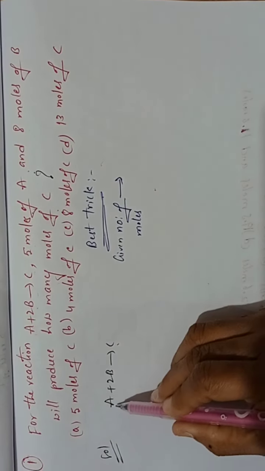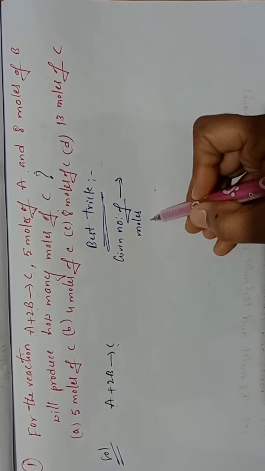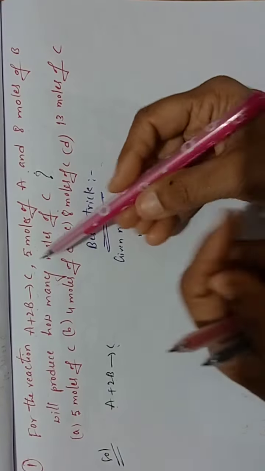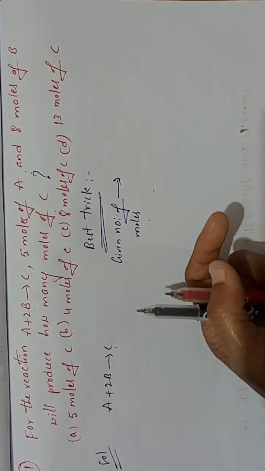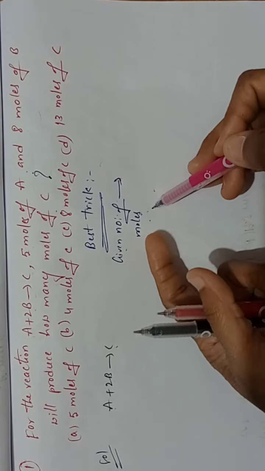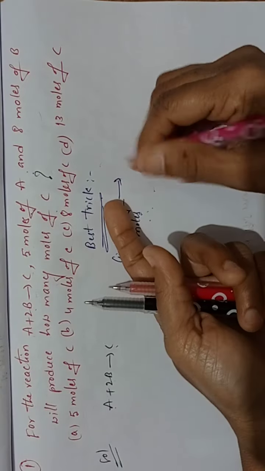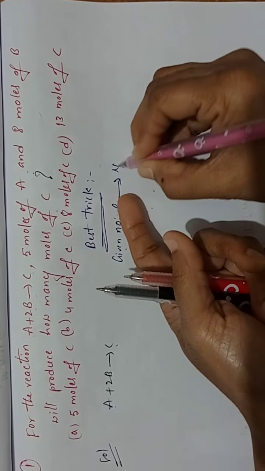How many moles are there? 1 mole, 2 mole, 1 mole, correct? So that is the given number of moles. Now see, students, given number of moles means how many moles are given in the question, and then the number of moles present in the equation.